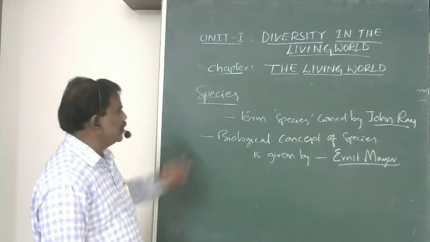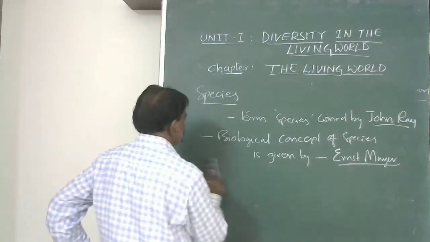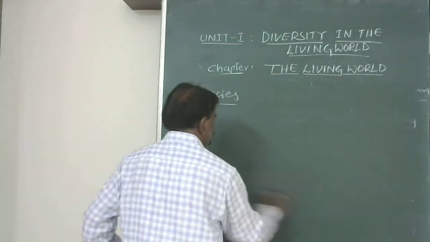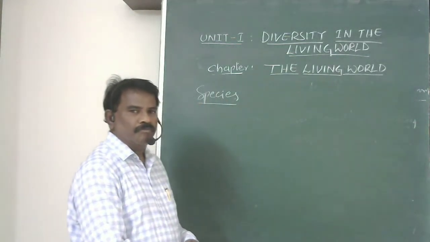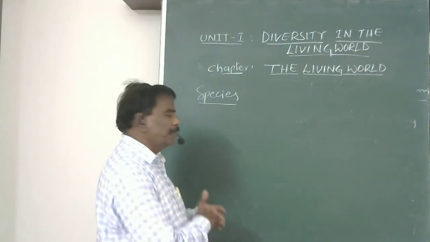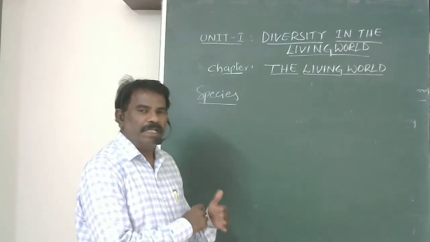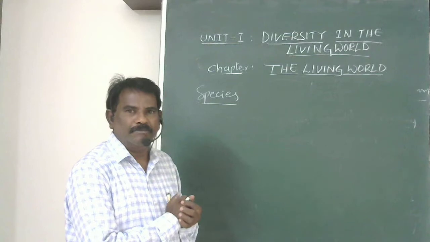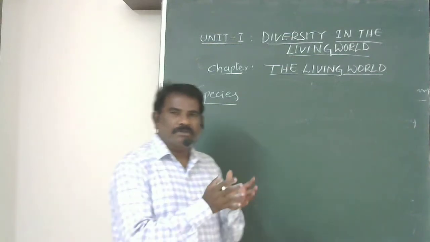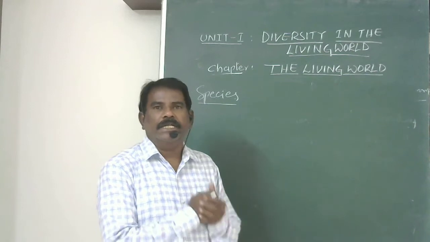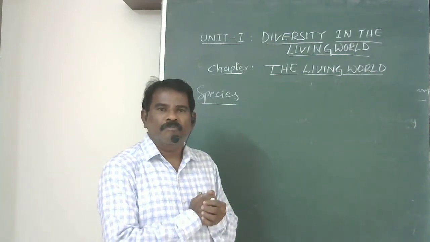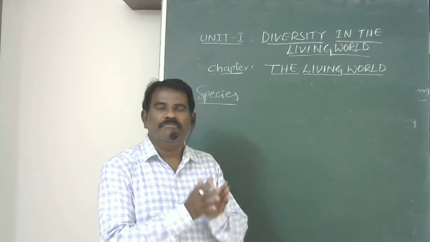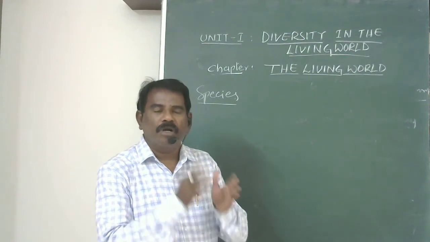What are species? Species are a group of closely related organisms which can interbreed freely in nature and produce fertile offspring. They are called species.